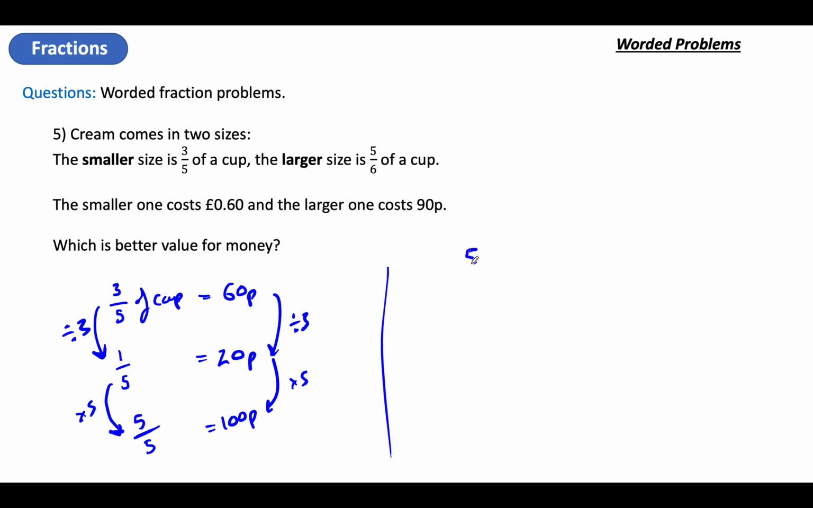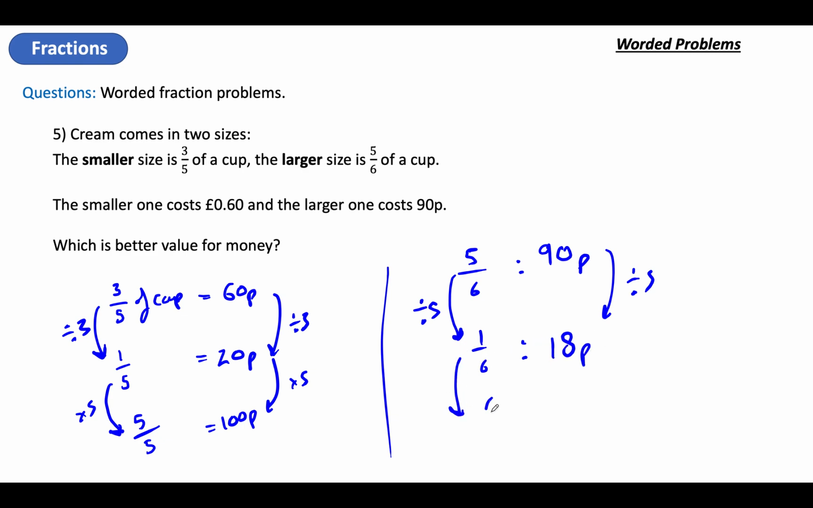Now, that says here that 5/6. I'm going to write this as a ratio, actually. I don't know why I did an equal sign in front of a cup. But let's do it as a ratio. 5/6 is the same as 90p. Well, let's first of all find 1/6. Well, 5 of them are 90p. If I divide it by 5, I get 1/6. How many 5s in 90? Well, that's 18. So 1/6 is 18. Now, what I want to know is what would a whole cup be?